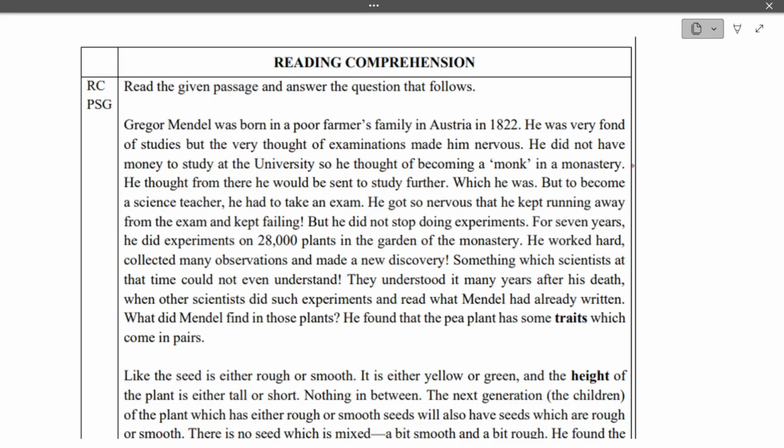I would suggest that I will also read by myself, but you also pause the video for a minute, read the entire passage, and then we will take up the questions. So I am starting to read the passage now.